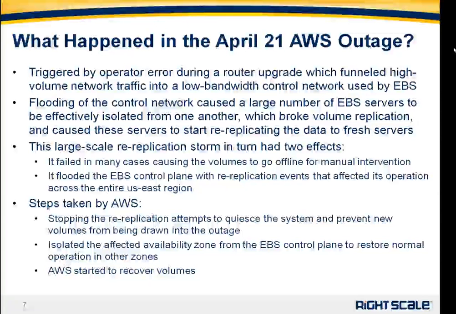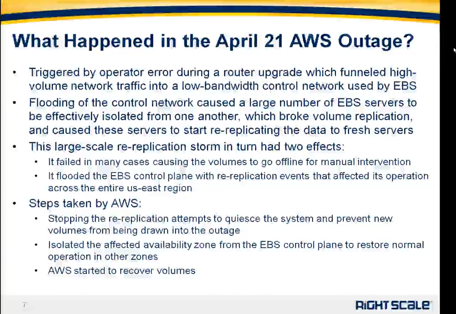So with that, a quick review of what actually happened in the outage that started on April 21st at Amazon Web Services. I think we all know this, but a quick review. It was triggered by an operator error during a router upgrade, and that caused a lot of high-volume network traffic to be directed at a low bandwidth control network that was used by Elastic Block Store. So this is the mountable volume storage capability. It flooded the control network, which caused a lot of EBS servers to be effectively isolated from one another. Those are all based on the notion of volume replication. And so it broke that notion, and it caused these servers to start re-replicating the data to fresh servers.